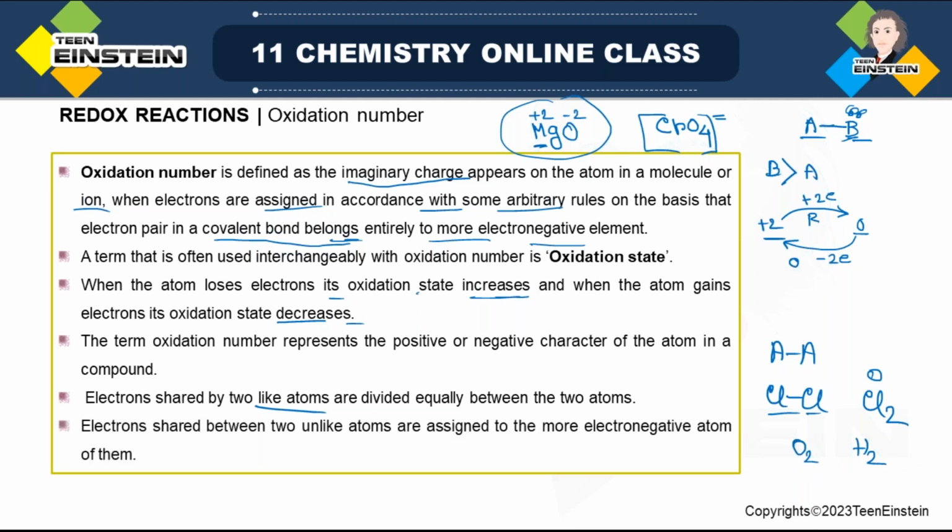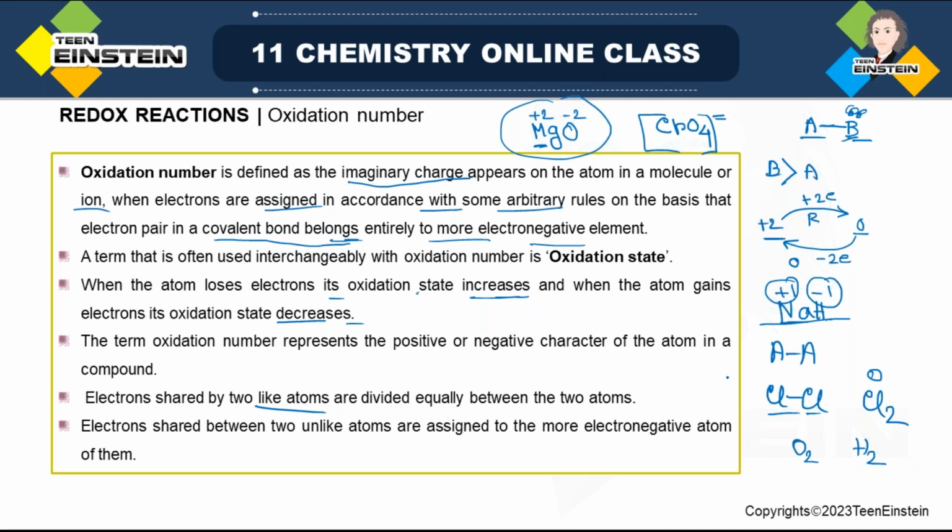But when the atoms are not the same, that is unlike atoms, then the electrons are assigned to the more electronegative element. Suppose there is NaH, this compound. Now sodium is more electropositive. H is also electropositive, but if you compare, sodium is more electropositive. So positive charge will be over sodium and negative charge will be over hydrogen. Now you may think that in MgO I have written +2 and -2, but why am I writing +1 and -1 here?